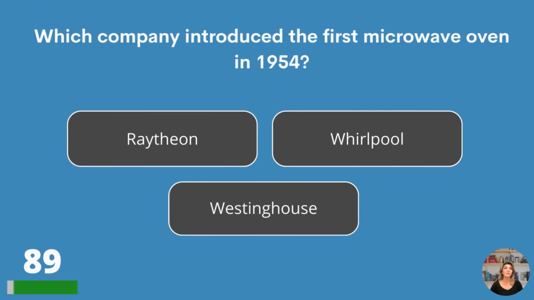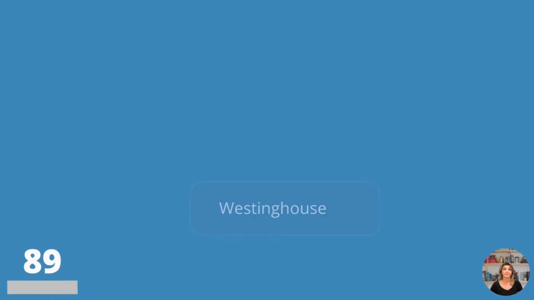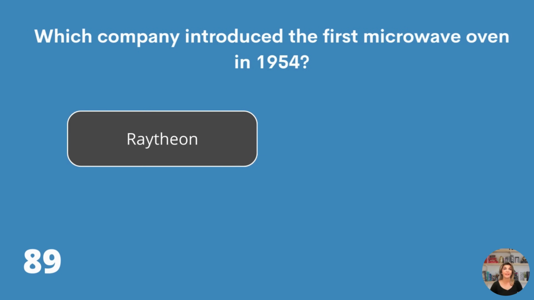Which company introduced the first microwave oven in 1954? Raytheon, Whirlpool, or Westinghouse? Raytheon.